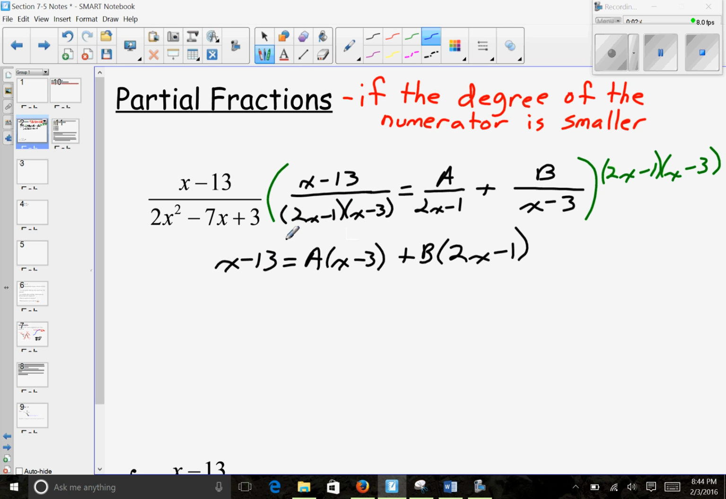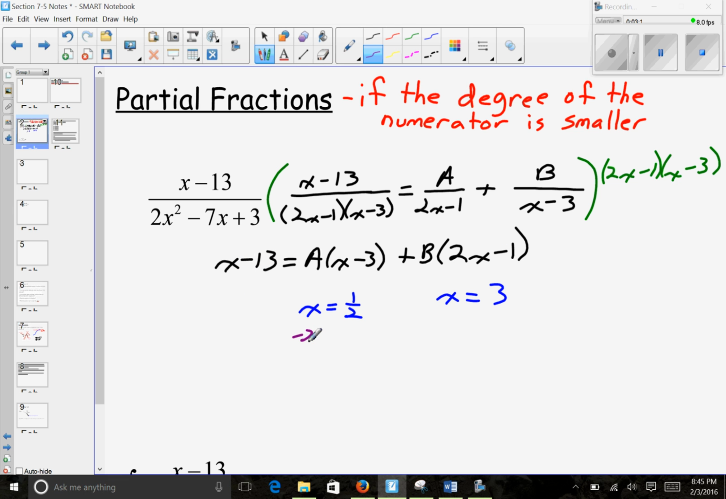The next thing we need is to know what makes this common denominator 0. Looking at this, I would get a 0 in the denominator if x equals 1/2. I would also get 0 in the denominator if x equals 3. The reason we want this is we're going to plug each of these in for x and see what happens.